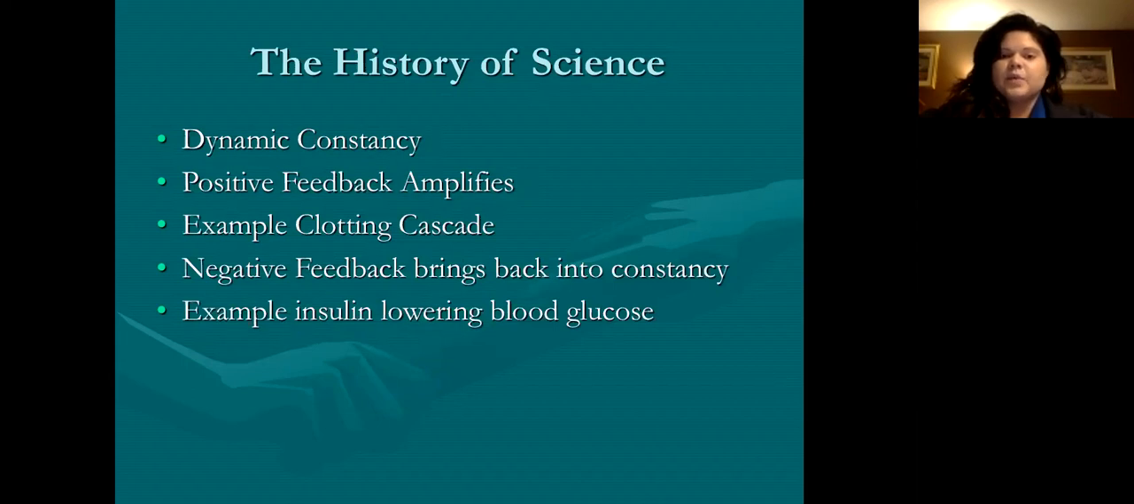So another example of anatomy and physiology as far as maintaining homeostasis, an example of a clotting cascade. These are all mechanisms that are going to be utilized to maintain homeostasis in the body. So things like the clotting cascade, they regulate any kind of issues that are going on to keep the body in a homeostasis. Examples of insulin lowering blood glucose.